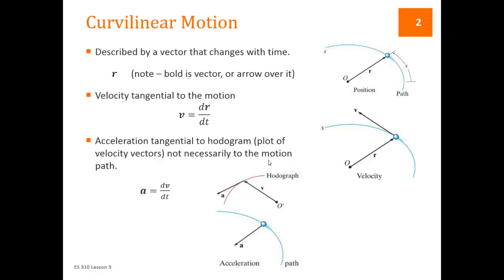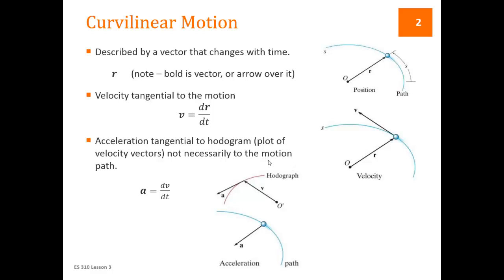So let's take a look at curvilinear motion. This is the general 2D motion, which could be a straight line or could be moving along some sort of curve. It's described by a vector that changes in time. So let's call that vector r. It's bold, since it's a vector, or we draw it with an arrow over it, and that vector can change both its length and its direction over time.